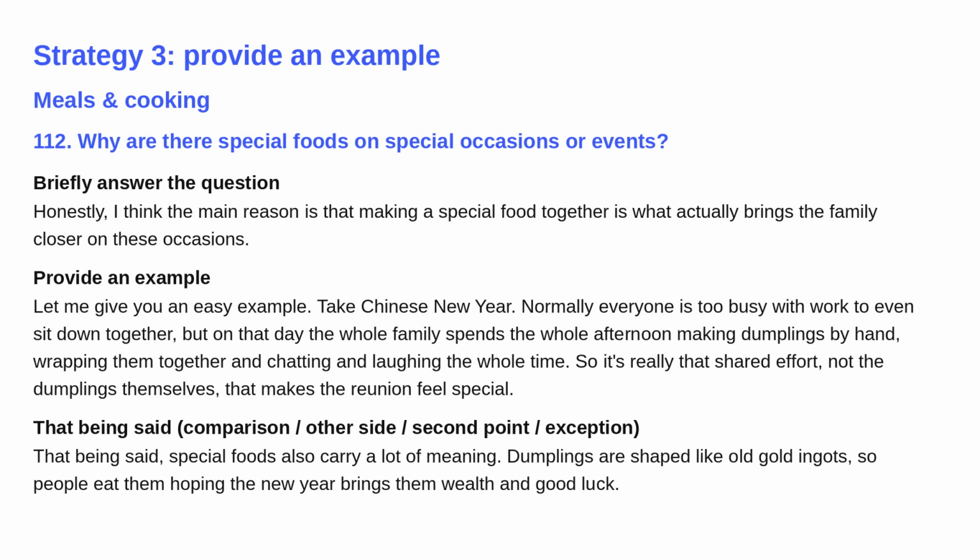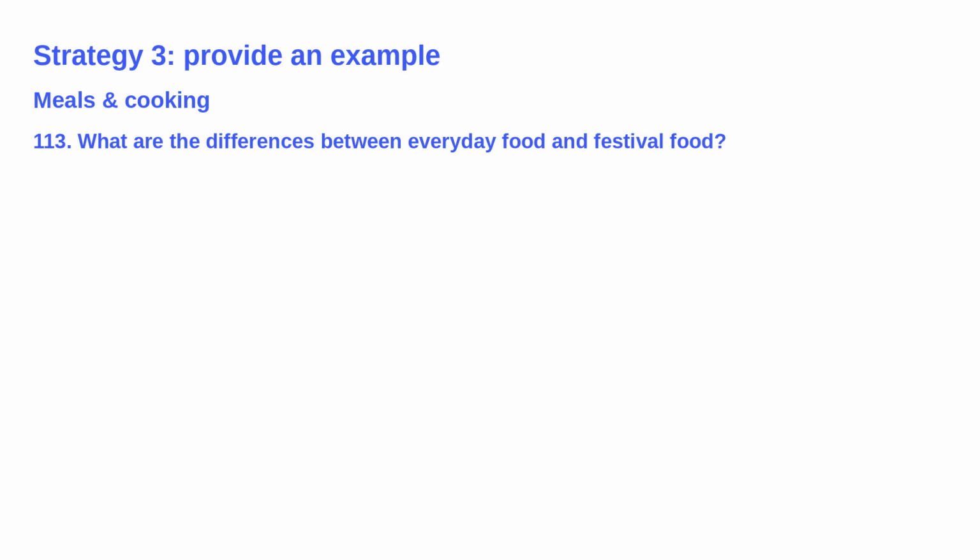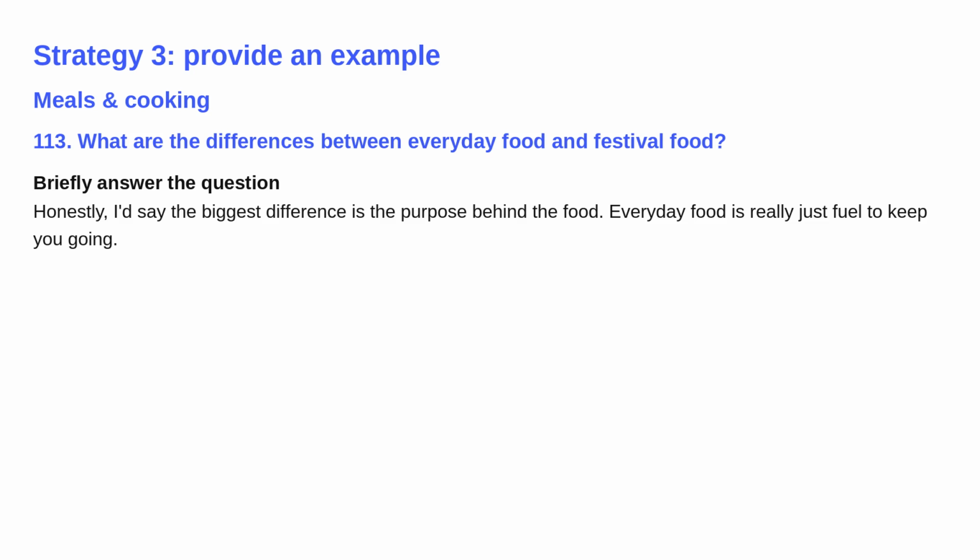That being said, special foods also carry a lot of meaning. Dumplings are shaped like old gold ingots, so people eat them hoping the new year brings them wealth and good luck. What are the differences between everyday food and festival food?